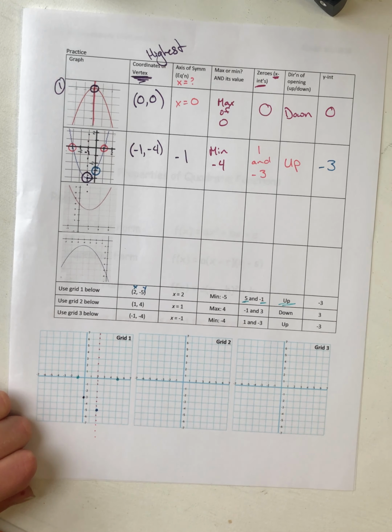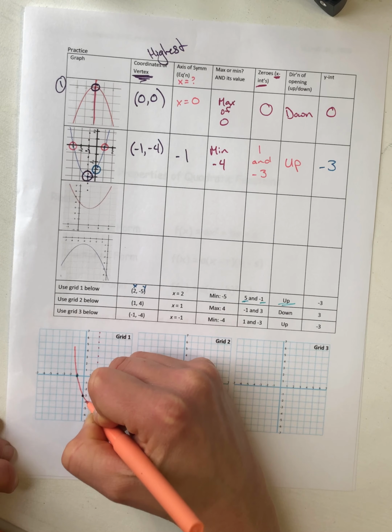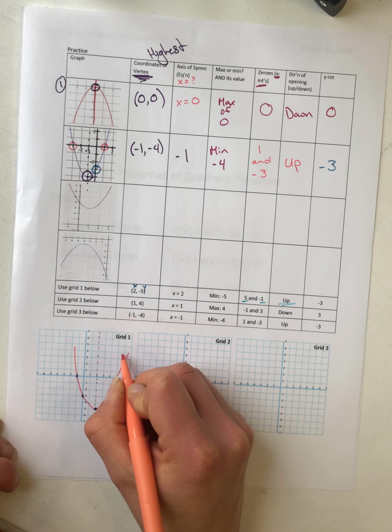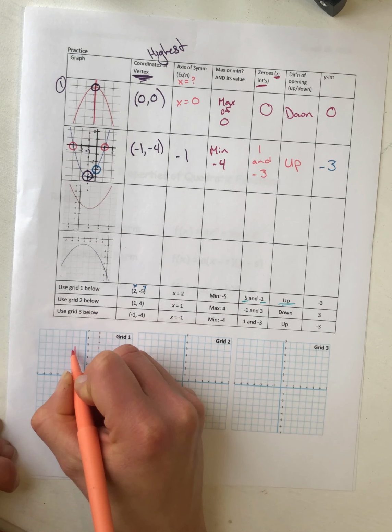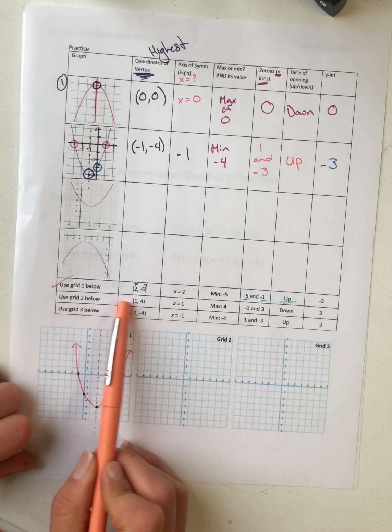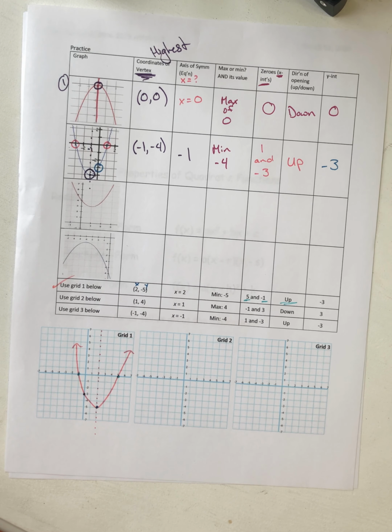Okay, so now we just have to draw our parabola. Again, it's not going to be pretty, but we're going to go down and cross all of the lines. And we've already done our first one. So you guys are going to try 2 and 3 and then double check that you have the answers correct.